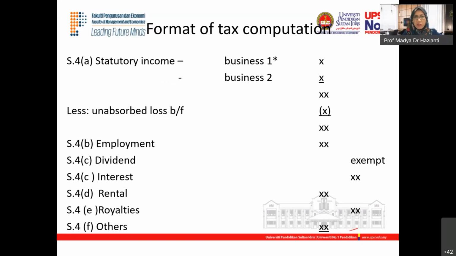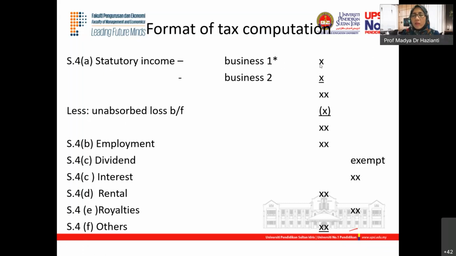Right, so this is the format of tax computation. So for statutory income, section 4A, I really hope that by now, you all semua dah ingat lah section ke sebelah sini apa maksud dia. What does it stand for? So for example, we always start with section 4A, small a, statutory income from business. So in this case, for example, if a person has two businesses, this is how we should compute the tax, right?